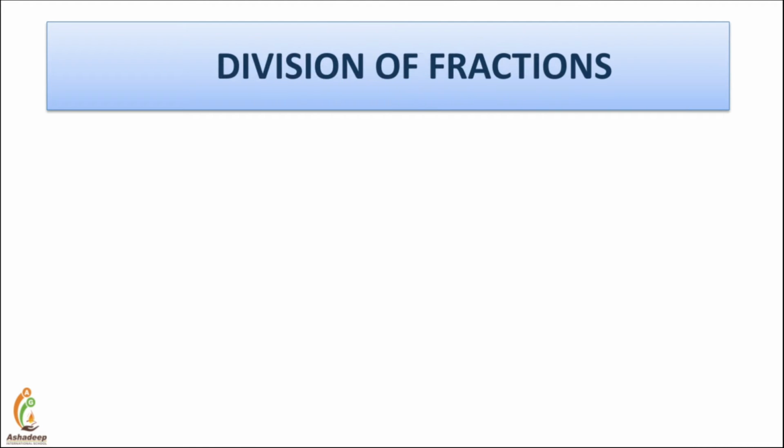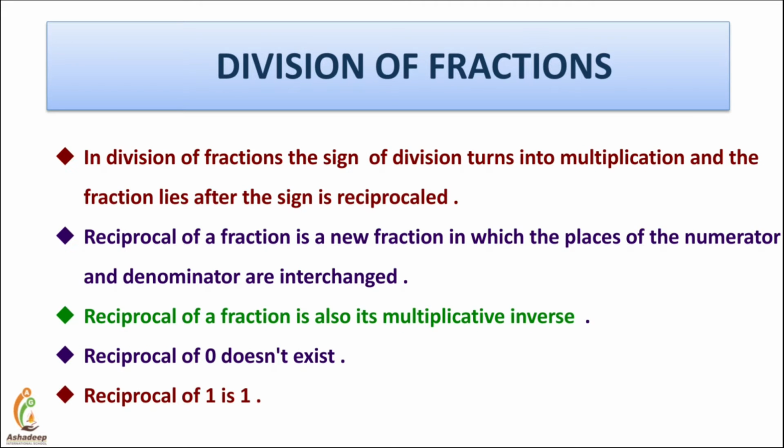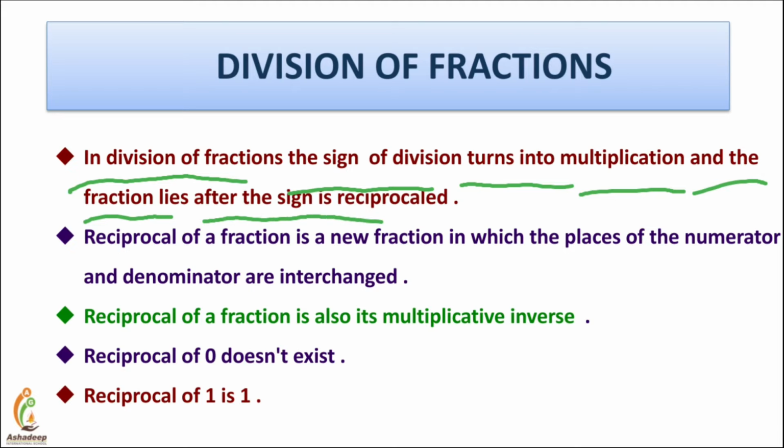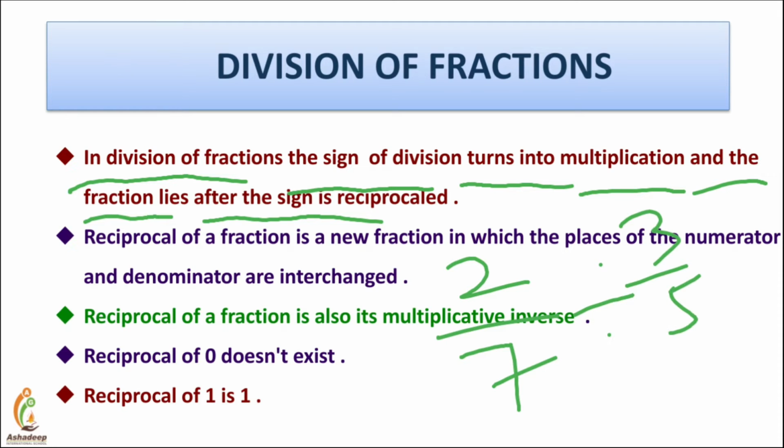In today's session, I will let you know about the division of fractions, how we can do divisions with the fractions. Let's start. In division of fractions, the sign of division turns into multiplication and the fraction that lies after the sign is reciprocal. Suppose we have to do 2 upon 7 divided by 3 upon 5.